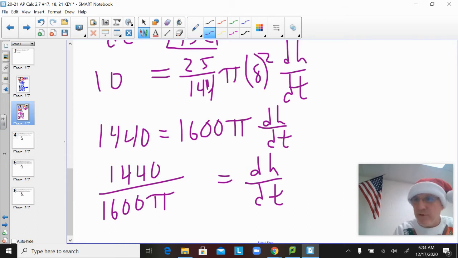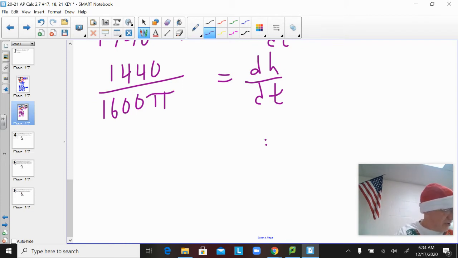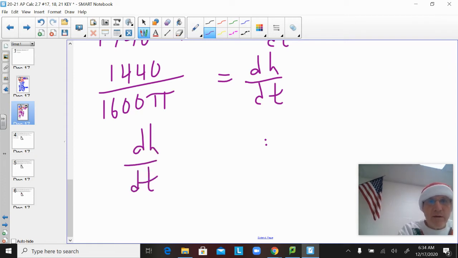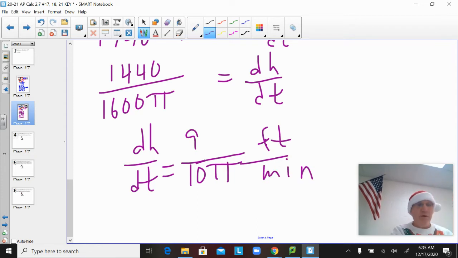And here the pi is absolutely in the denominator. That fraction, it turns out, reduces to, I did it earlier, oh, it's 9 over 10. Turns out dh/dt is 9 over 10 pi, and it is feet per minute. So 2 examples where you're dealing with a cone and the volume of a cone. Again, pretty standard, pretty common context.